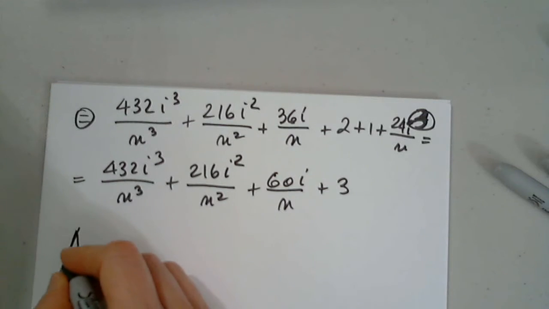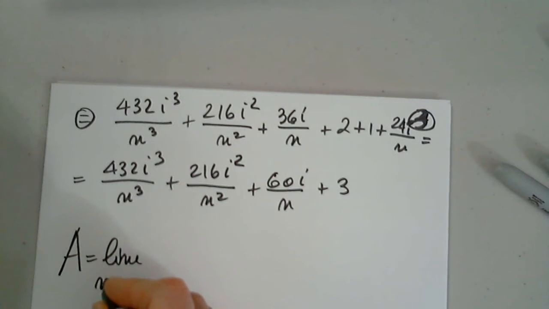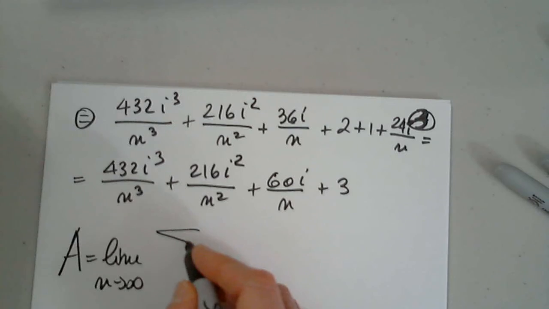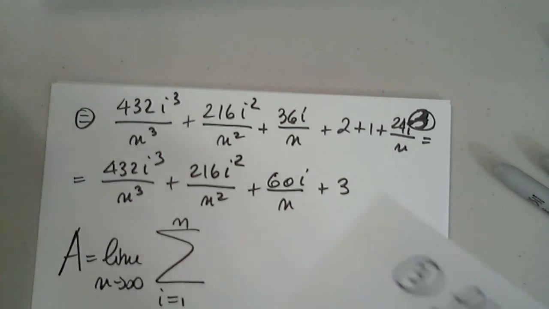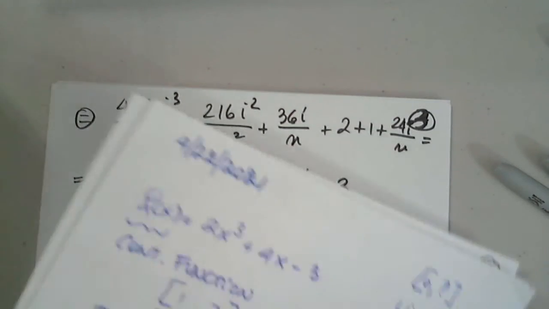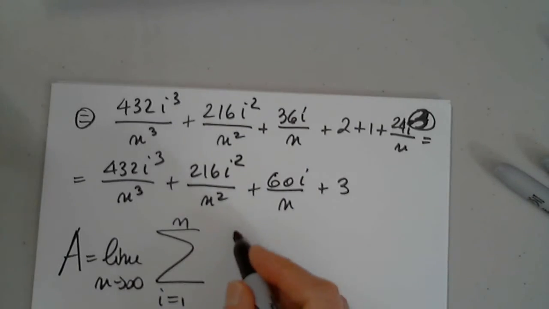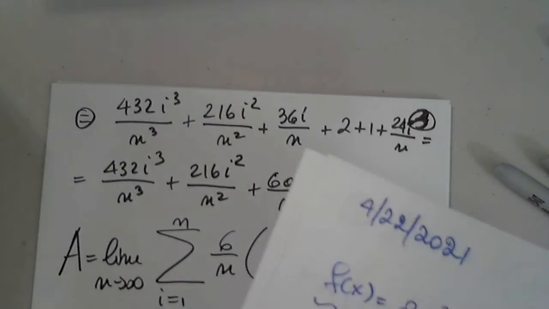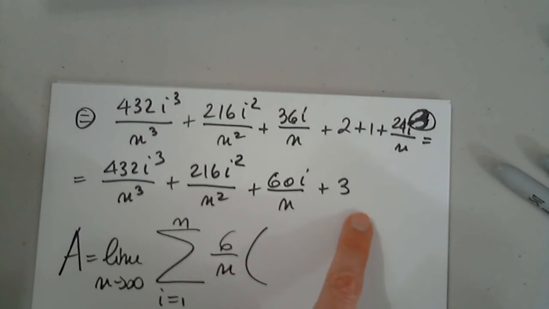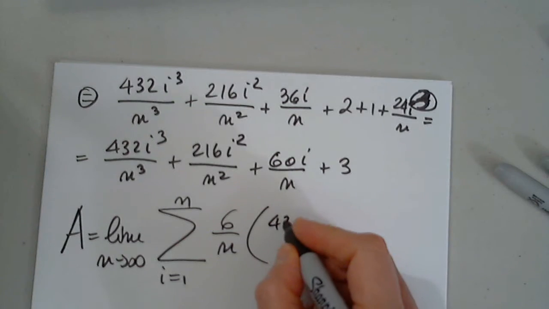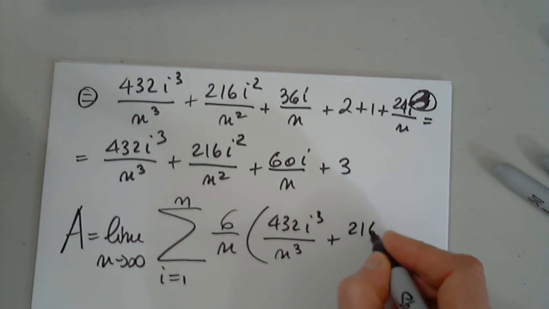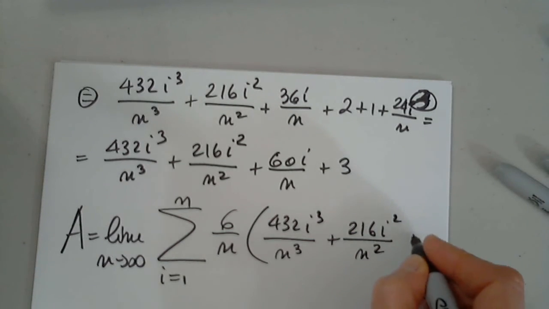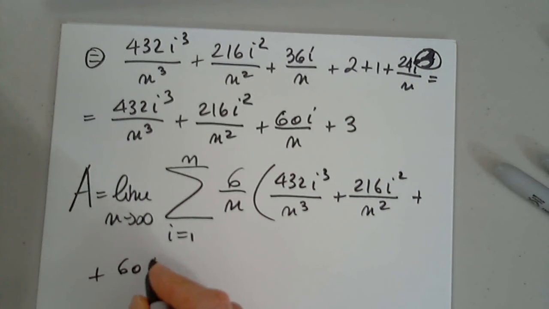And now I can write the area equals the limit as n approaches infinity of the sum from i equals 1 through n, and I need delta x. 3 pages ago, delta x is 6 over n, and multiply by f of x i: 432i cubed over n cubed plus 216i squared over n squared plus 60i over n plus 3.